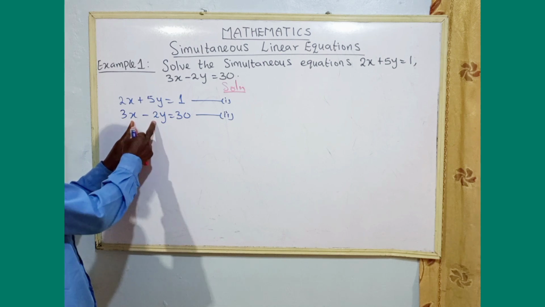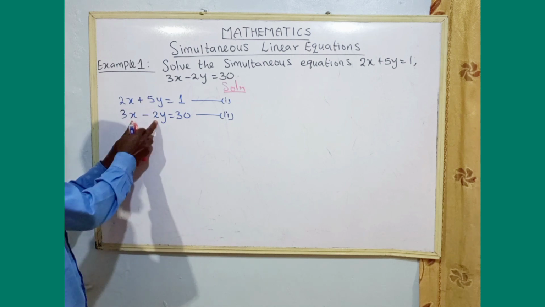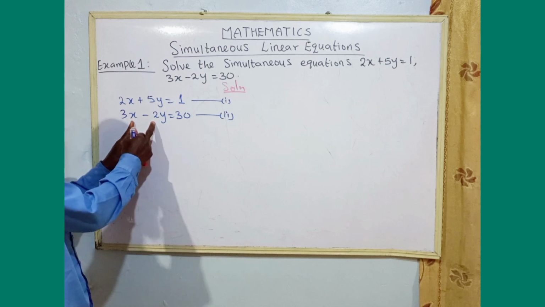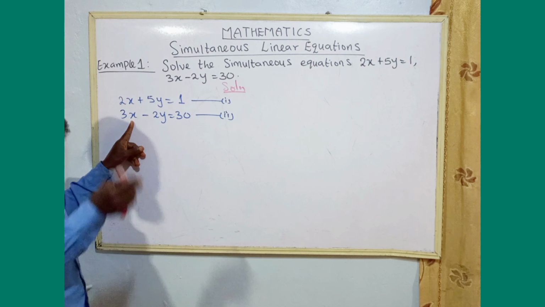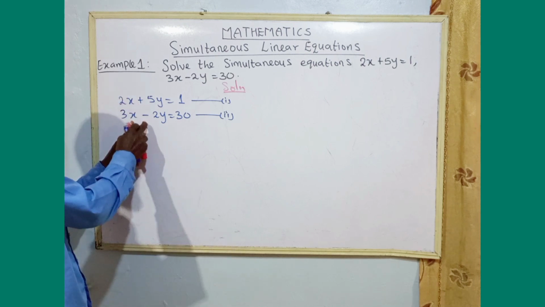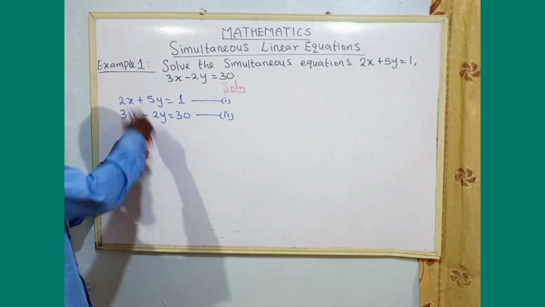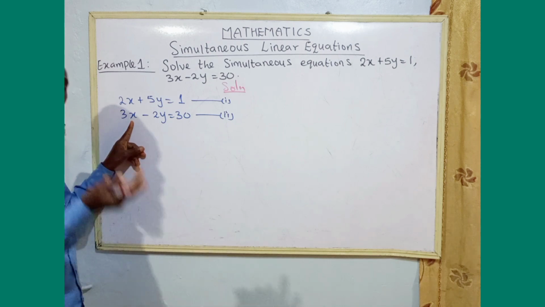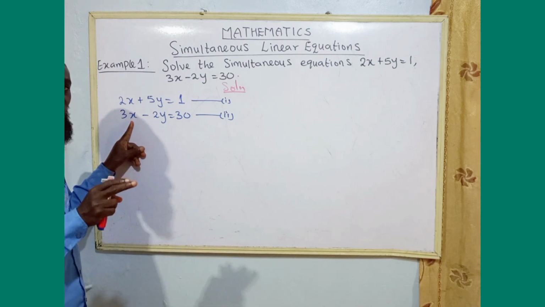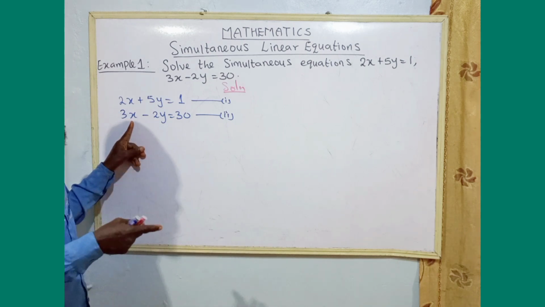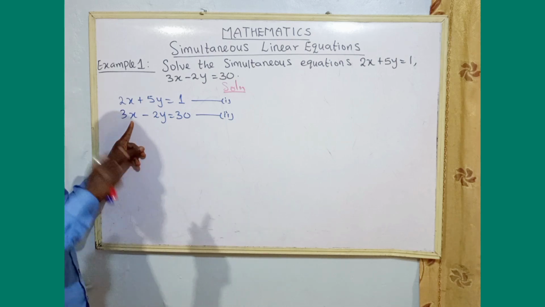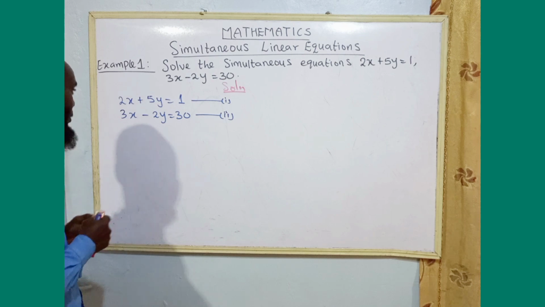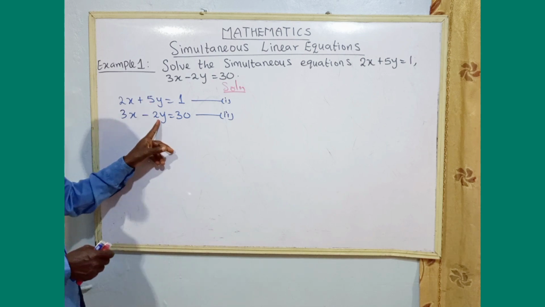And to eliminate y, the coefficients of y must be the same, while the signs before the coefficients must be different, meaning one sign must be positive, the other sign must be negative. If both are positive, we'll find a way of changing it so that one will be positive and the other negative. If both are negatives, we find a way in which one will be positive, the other negative. In this case now, we have 5 here, we have 2 here.